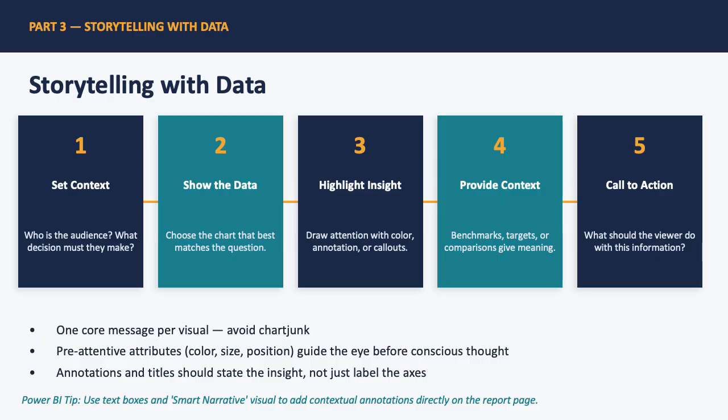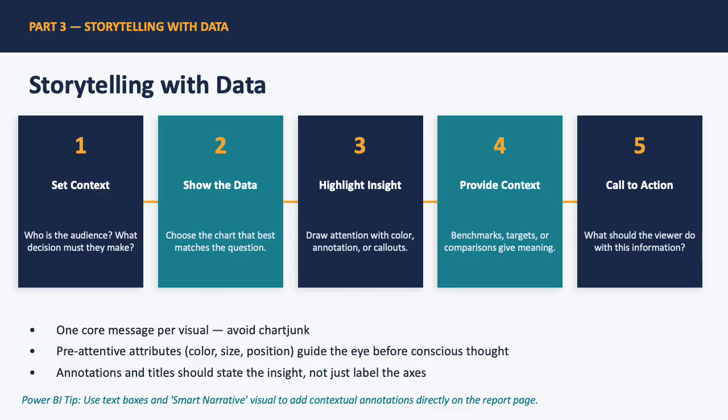Now you know how to select the right chart and the right color. Beyond that, effective data visualization requires a narrative structure. This is what we mean by storytelling with data. The idea that a visualization should not merely present numbers, but guide the viewer toward a conclusion. The framework presented here has 5 stages. The first is to set context.